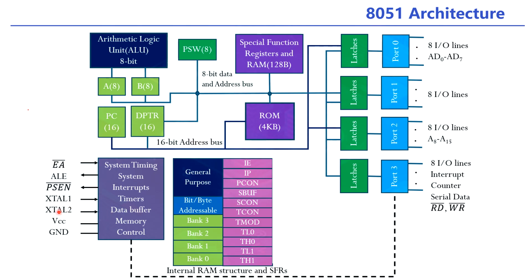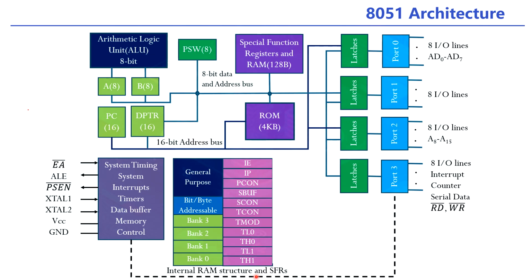Generally we will use the crystal oscillator here. It provides stable pulses to the microcontroller, right? VCC, that is the power requirement, and ground, right? These are the things we will connect with the microcontroller, or we can use accordingly, right?